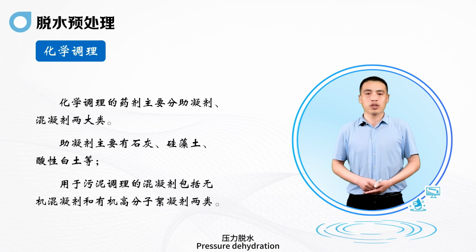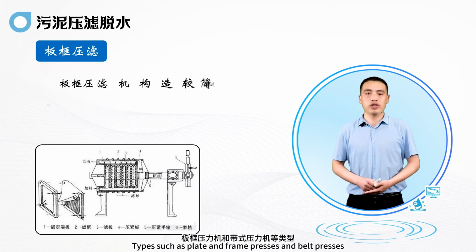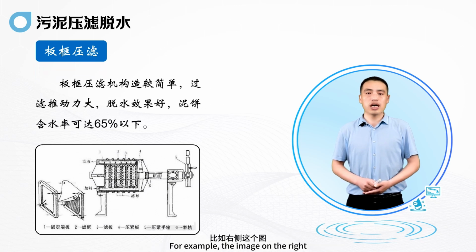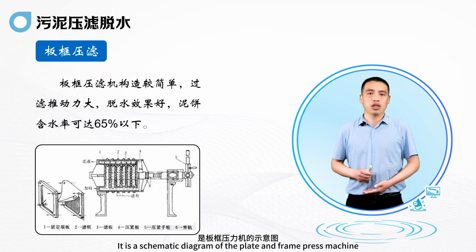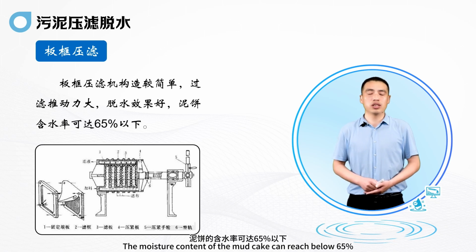Commonly used pressure dewatering equipment is mainly divided into types such as plate and frame presses and belt presses. For example, the image on the right is a schematic diagram of the plate and frame press. We can see that the structure of the plate and frame press is relatively simple. When filtering, the driving force is relatively high, and the dewatering effect is good. It is usually used in urban sewage treatment plants for dewatering mixed sludge. After dewatering, the moisture content of the mud cake can reach below 65%.